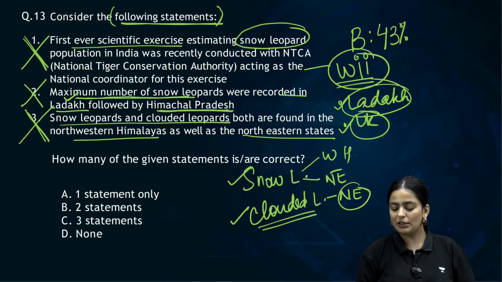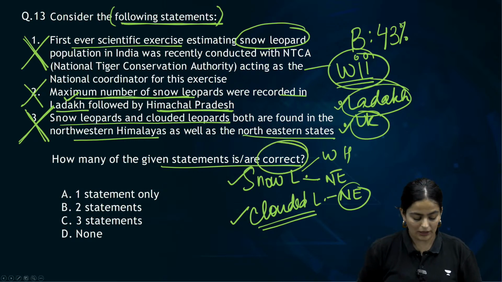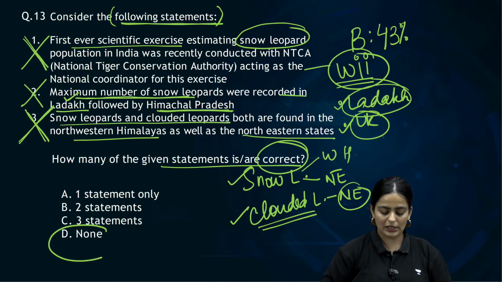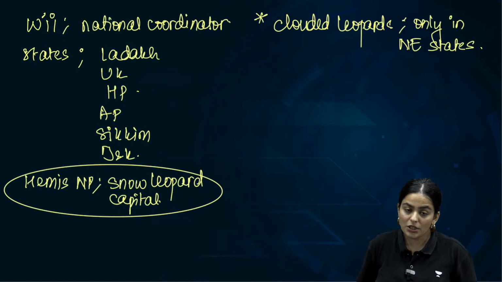How many of the given statements is or are correct? None of the given statements are correct, making D as our answer. None of the given statements are correct. Please see the slide for important observations.